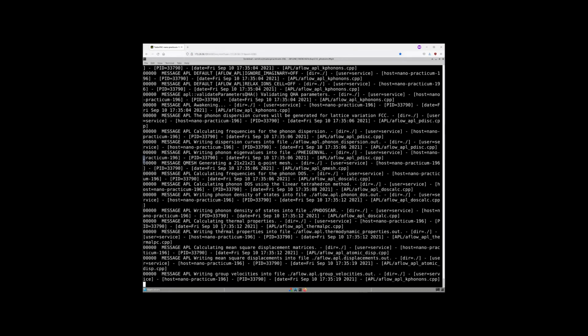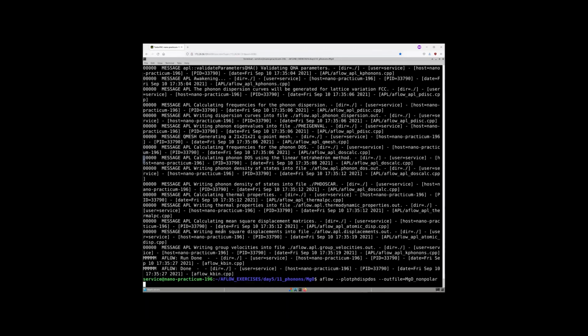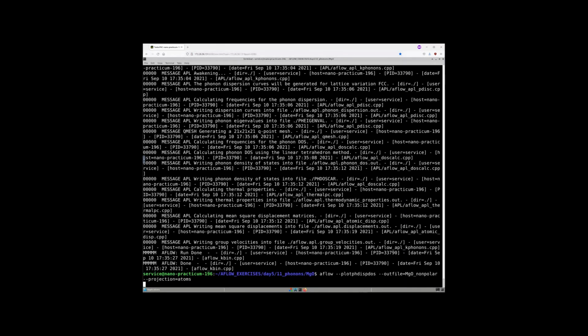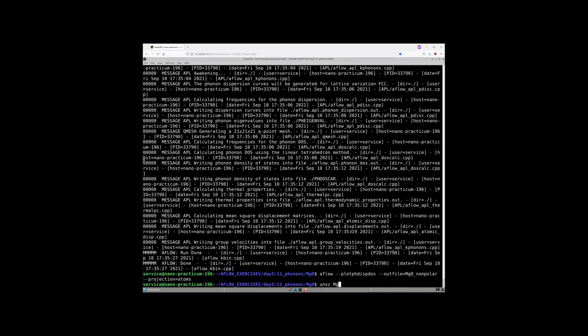But what I'm more interested in showing are the dispersions. So apl dis, with the out file, quotes MgO non-polar, and what else, projection equals atoms. And you will see that it has been zipped, so don't forget to unzip your old plot.